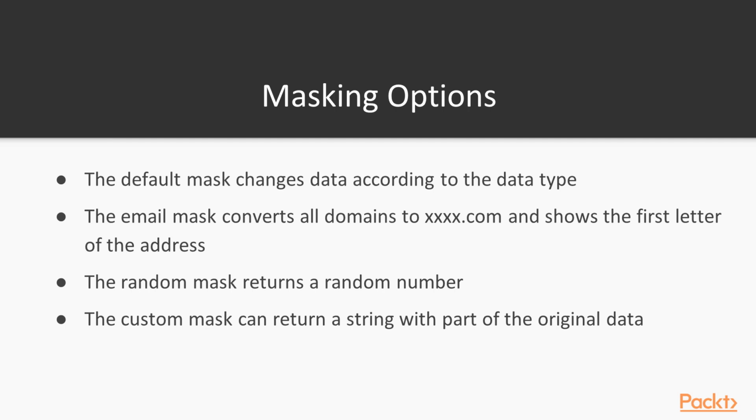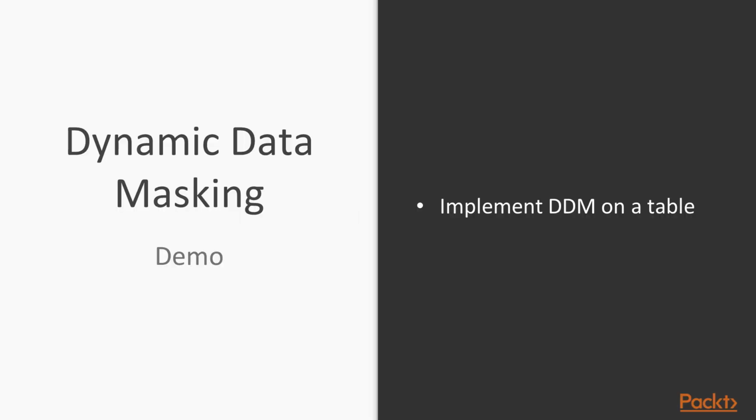There is a random mask for numeric values, which will return a random number, and you can set some values around that. And then there's a custom mask that's designed for strings to let you have a little more control over which types of masks data is returned and which types of data is shown through. So let's look at this in a demo where it will make a little more sense.